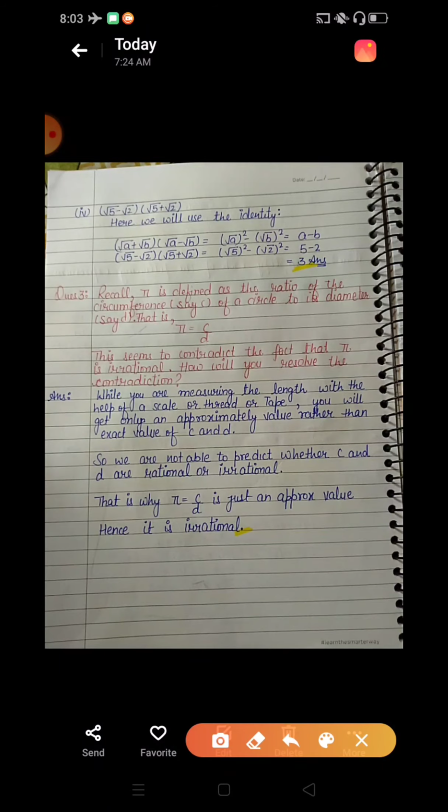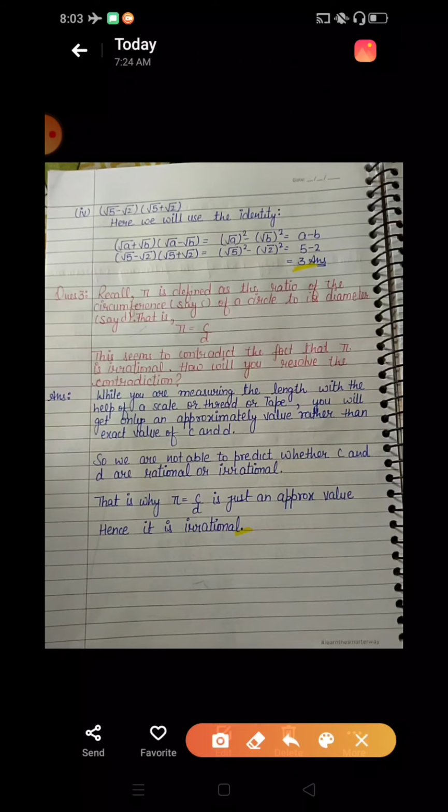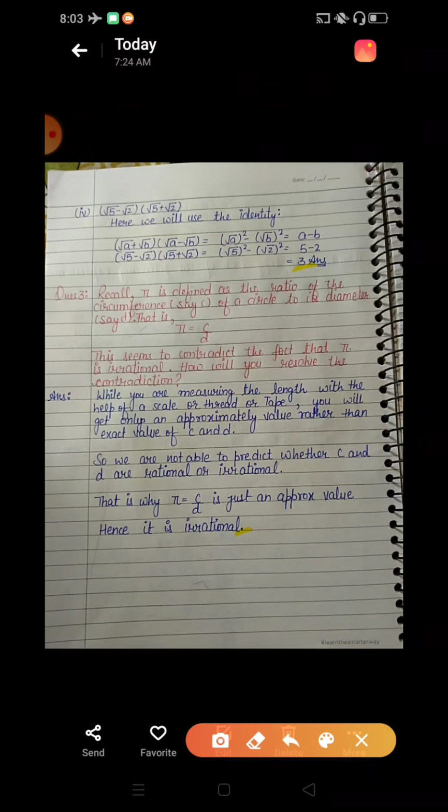So this seems to contradict the fact that pi is irrational, because we have said that pi is irrational, but here we have written it into the form of a rational number. So how will you resolve the contradiction? How will you say that pi is irrational? Because we have expressed it here in the form of a rational number.